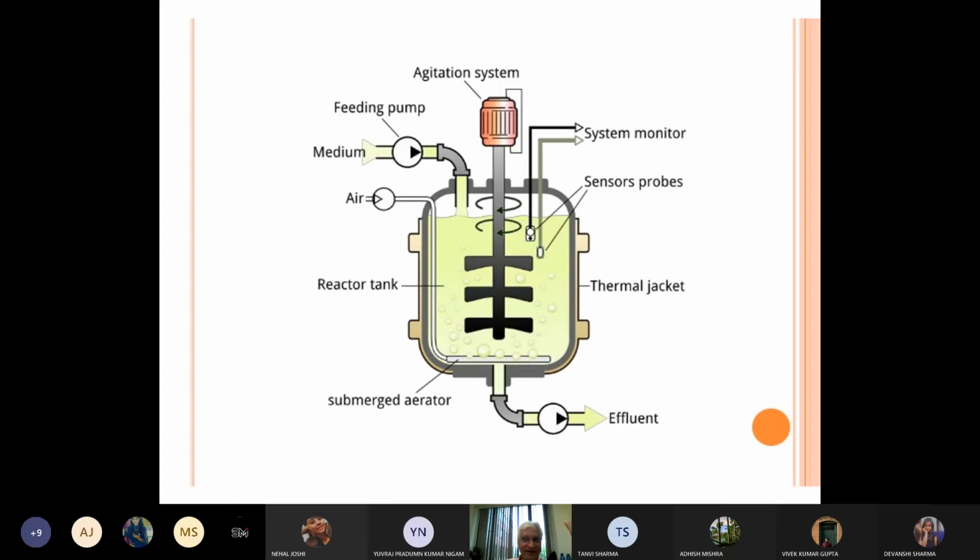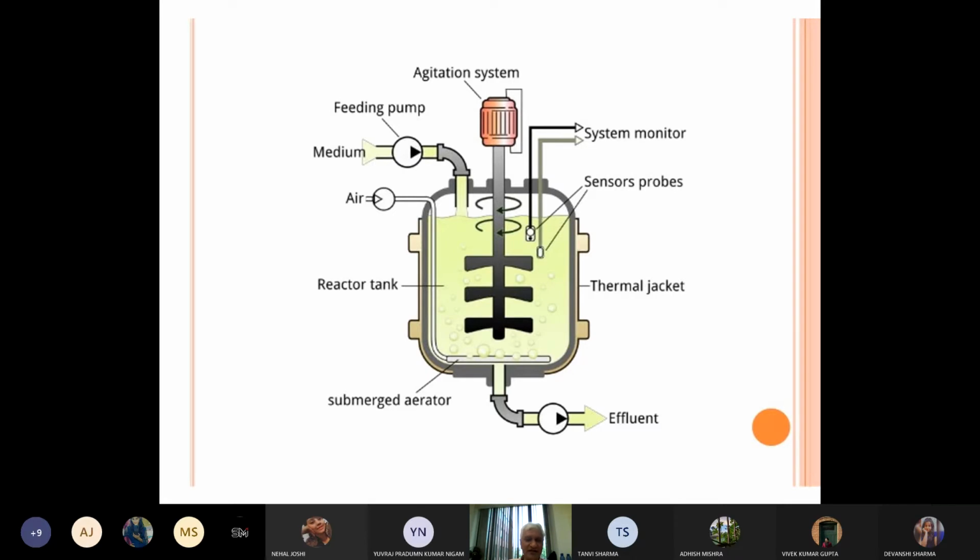If the pH you just set it, and that is attached to an alkaline pot or an acidic pot. So if the pH you have set as 7, the sensor will sense that, oh, pH is becoming 4, 3, 4. Then immediately it will give a shot of NaOH, that is alkaline, and it will bring it back to 7. If it is becoming alkaline side, then it will give a shot of acid, HCl, from the pot. So this is how, using the sensor probe, we really manage these 3 major conditions in the fermenter.